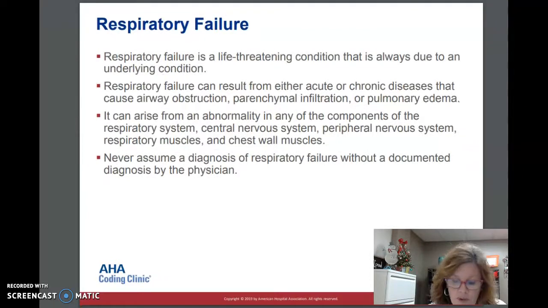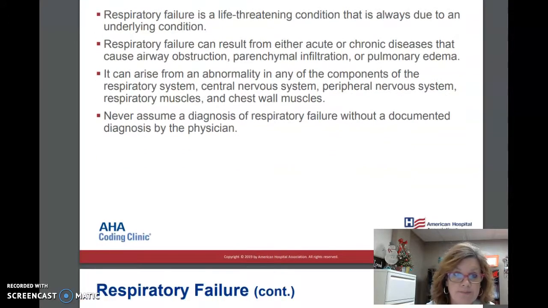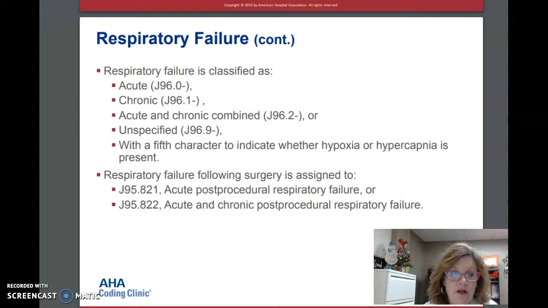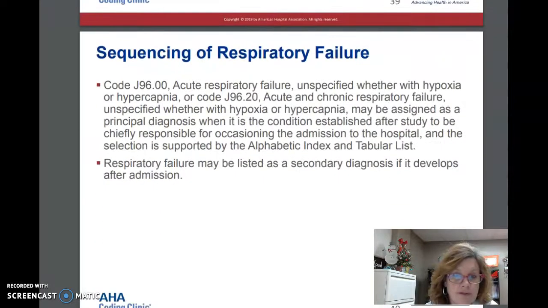Respiratory failure. One thing with respiratory failure, there are so many times it's coded as principal diagnosis. My advice for you is to read through the textbook. There are lots of examples of when respiratory failure can be principal diagnosis. You have respiratory failure as acute, chronic, or acute and chronic combined. You have respiratory failure following surgery.